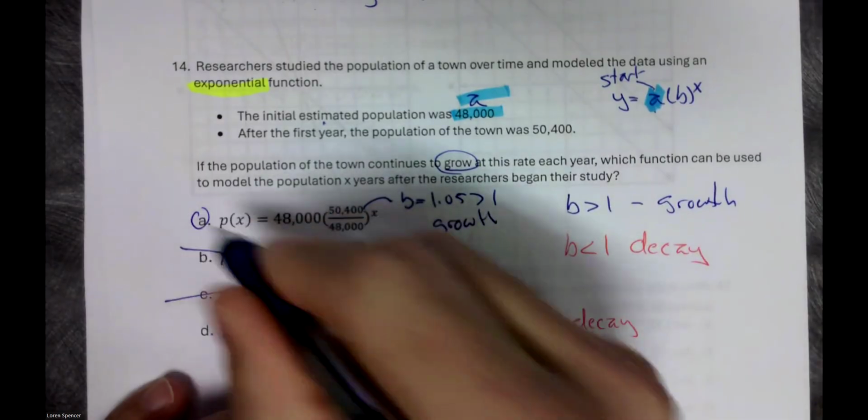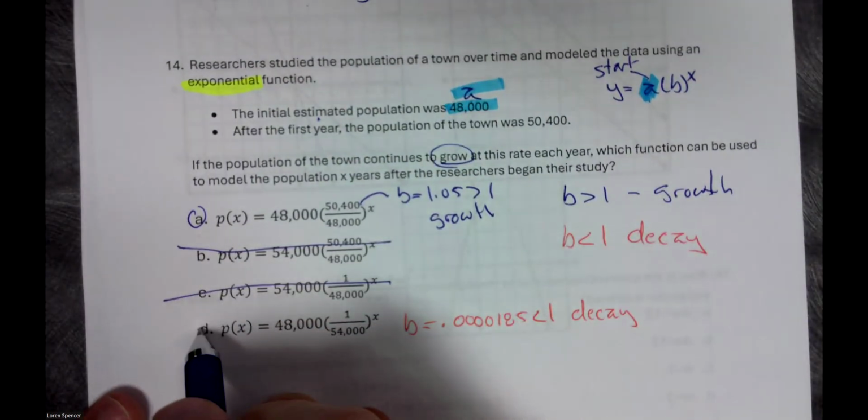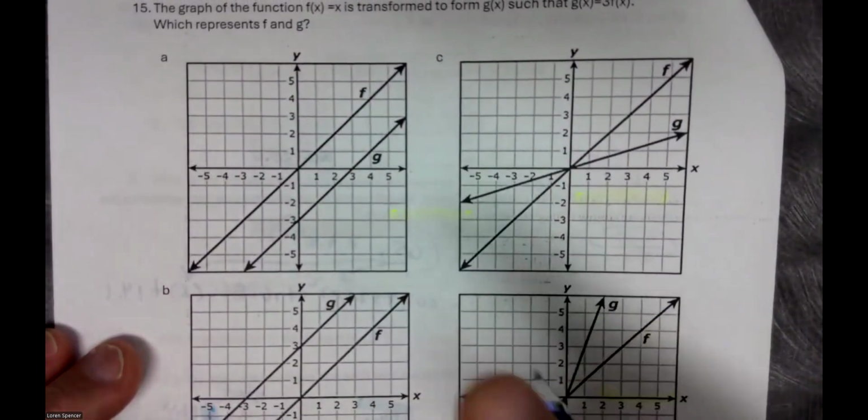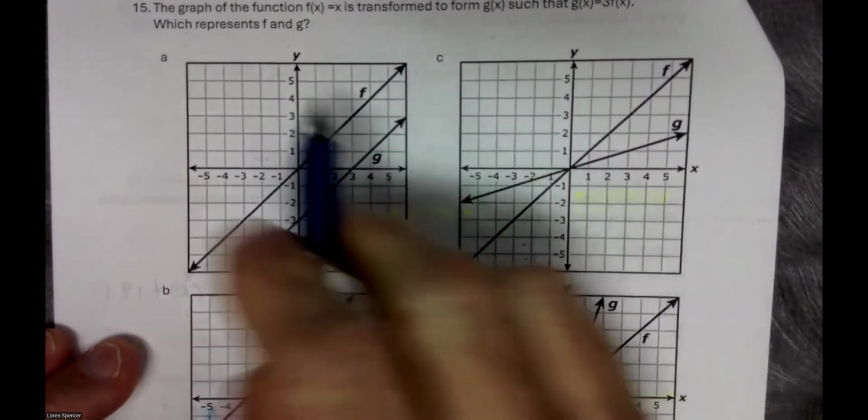My answer to number 14 is A. This is represented decay. Okay, moving on. By the way, there's also another typo on this one. This should be marked with the letter D. So we have A, B, C, D.